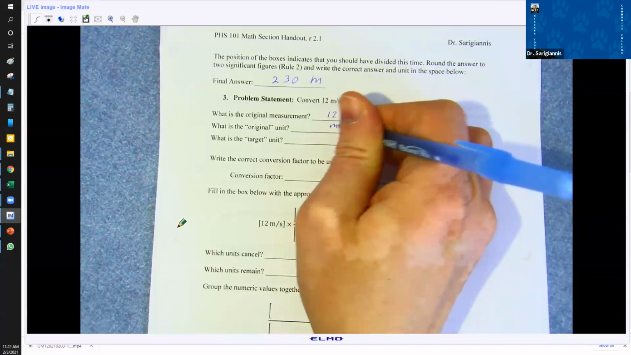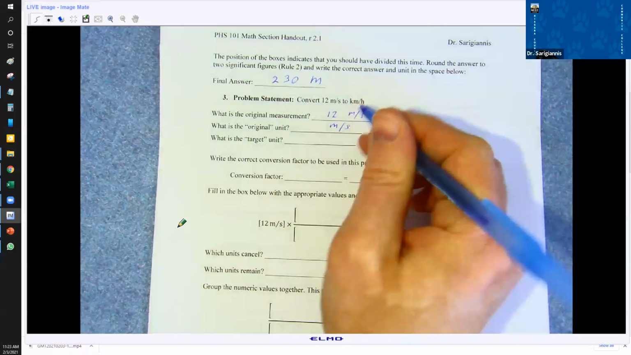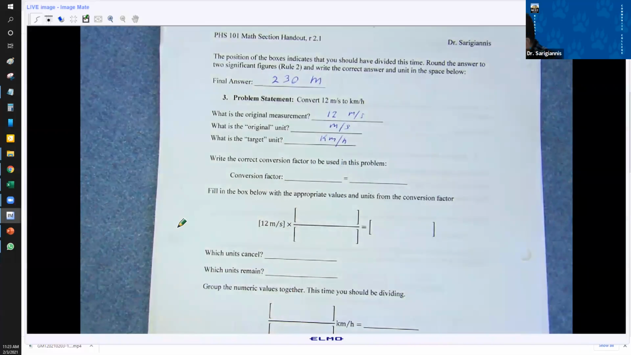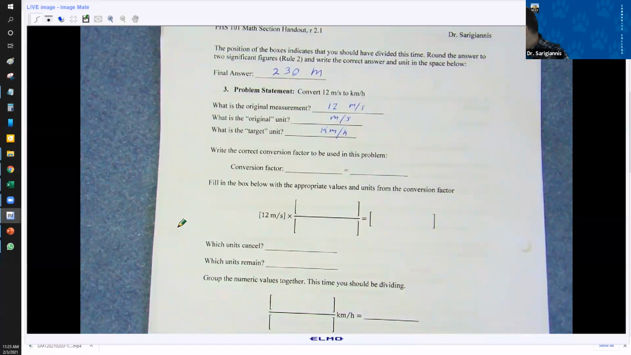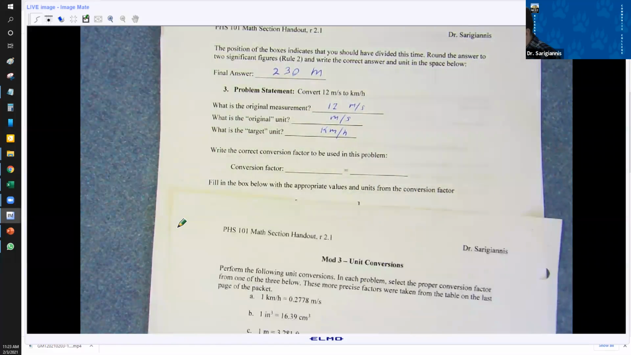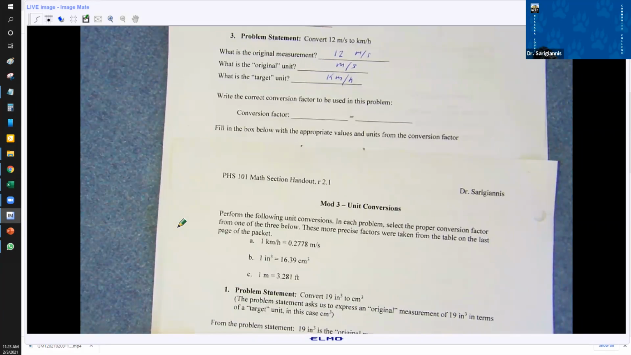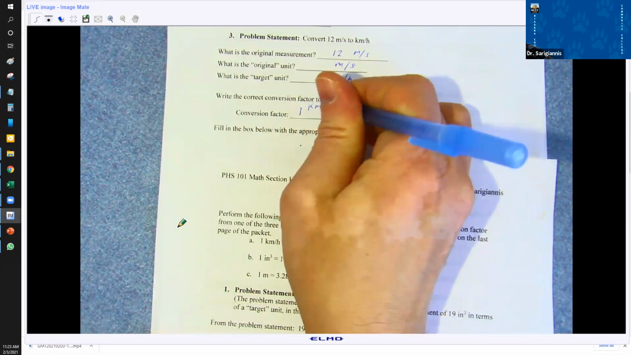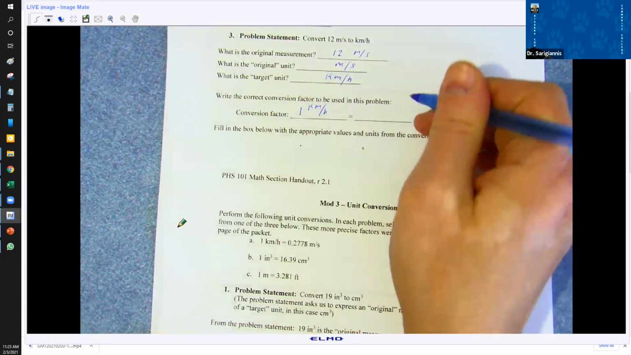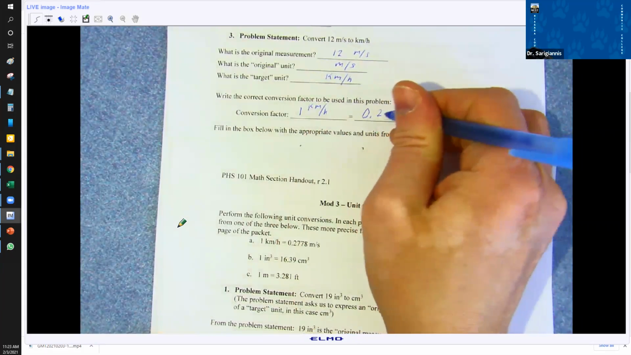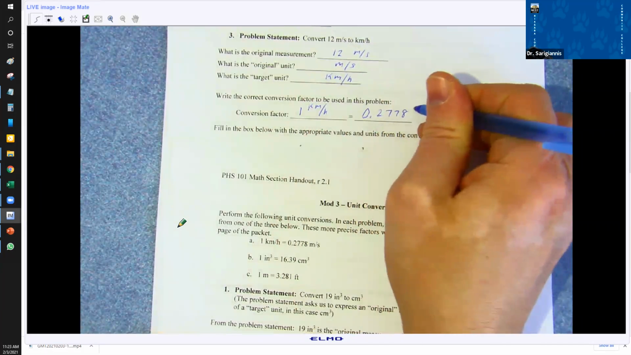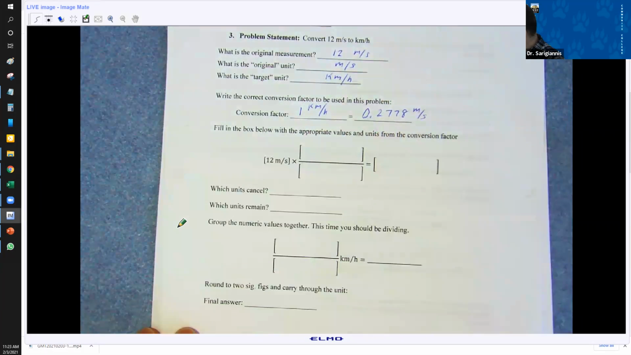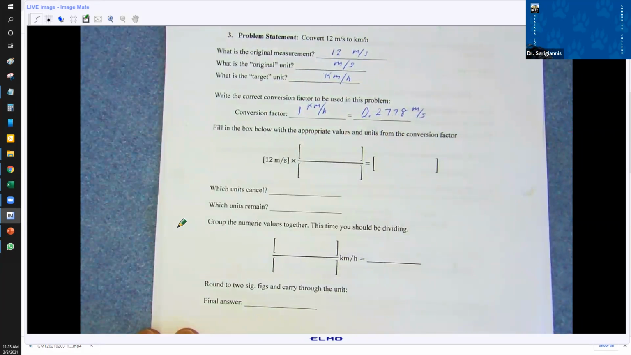And the units are meters per second. And the target unit is kilometers per hour. So let me see if I can get this straight this time. All right, and the conversion factor we're going to use, again, is from the first page. So 1 kilometer per hour is 0.2778 meters per second. That's the one we're using.